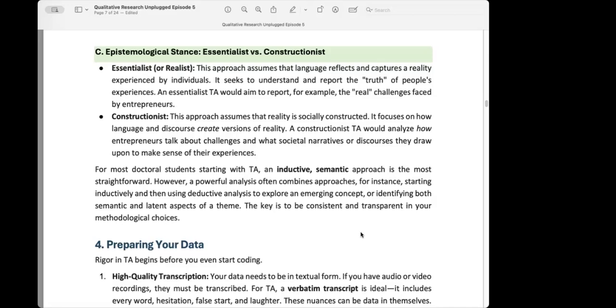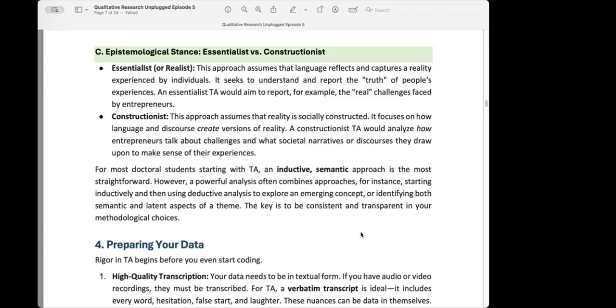In a sense, yes. So a constructionist TA wouldn't just identify the real challenges entrepreneurs face. Instead, it would analyze how entrepreneurs talk about their challenges and what societal narratives, cultural scripts, or broader discourses they draw upon to make sense of and construct their experiences. It asks, how are these experiences being framed and constructed through their specific use of language? How do their words create their reality of being an entrepreneur facing challenges? It's a much more critical and reflexive approach, looking at the function of language. Wow, okay, that's a fundamental difference in perspective.